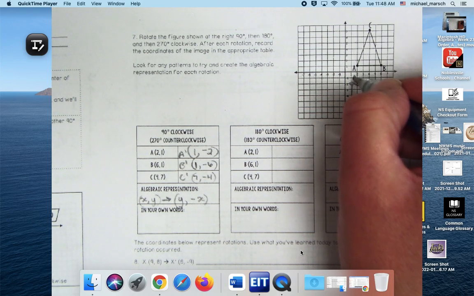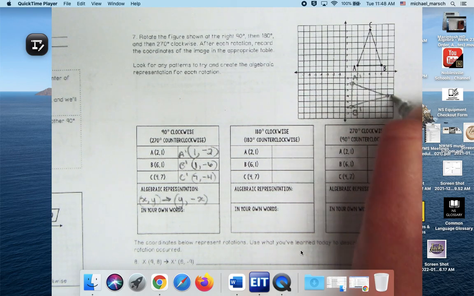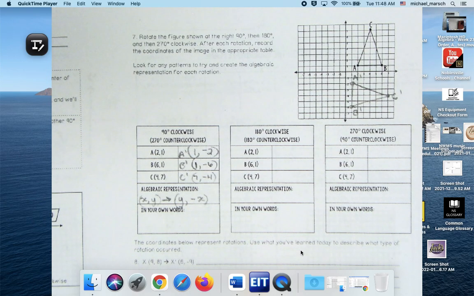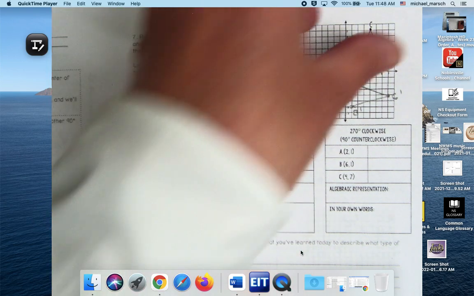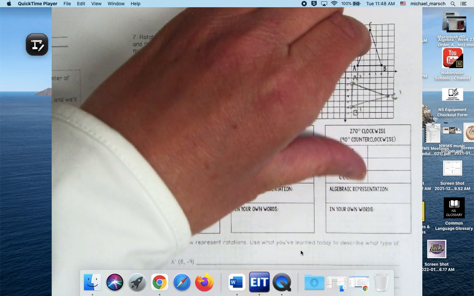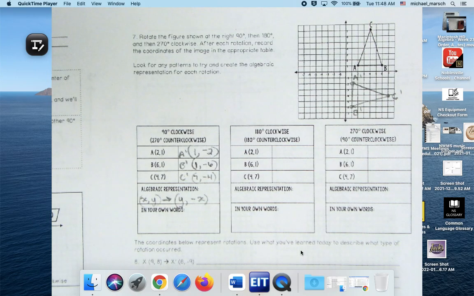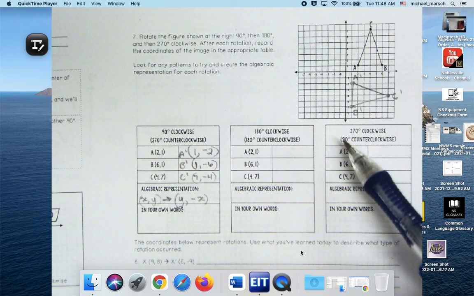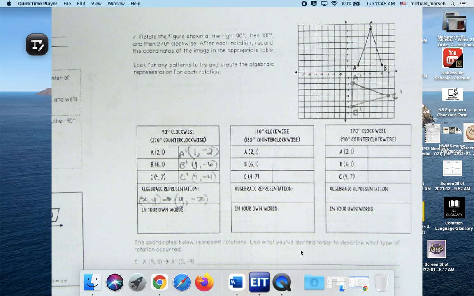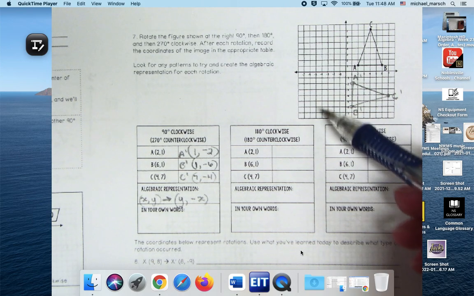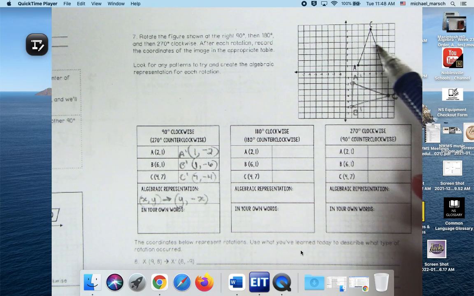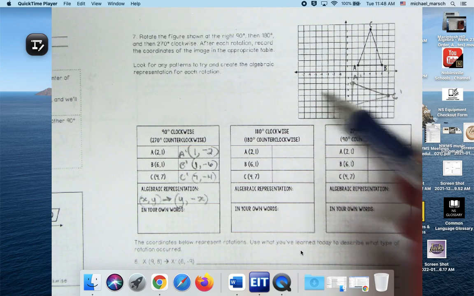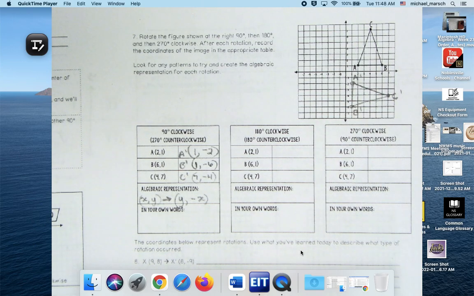And I have A prime, B prime, C prime. So if you think about it, Maggie, I just rotated it onto its side, so now it turned 90 degrees. Or it could also be 270 counterclockwise. Wait, because if I went this way, it would be 1, 2, 3, so that would be 270 counterclockwise.